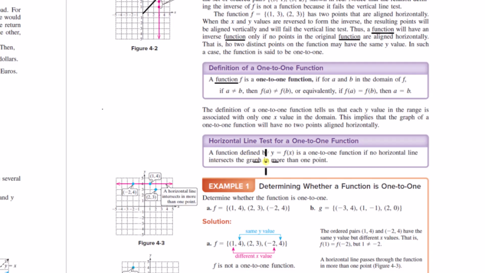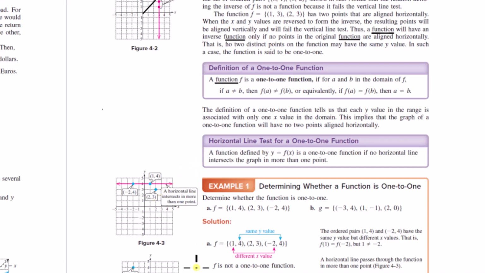A function defined by y is equal to f of x is a one-to-one function if no horizontal line intersects the graph in more than 1 point. Just like the vertical line test, but with a horizontal line. It doesn't matter where the horizontal line is. If it intersects the graph at more than 1 point, then it fails the horizontal line test.